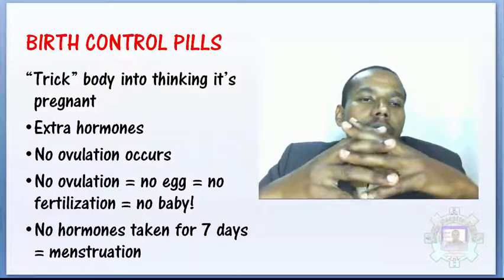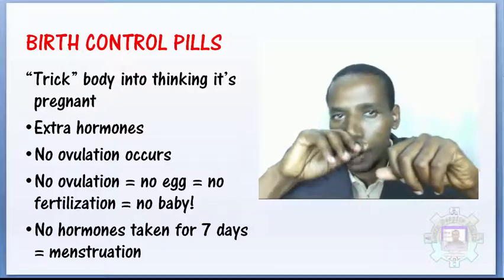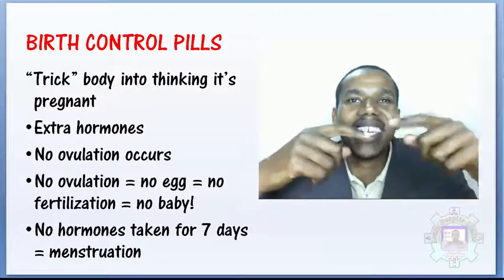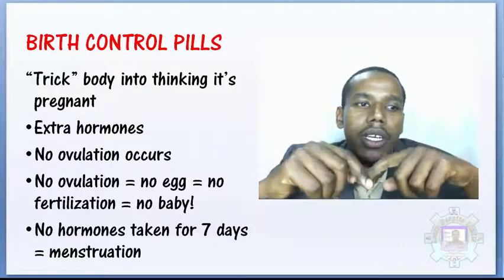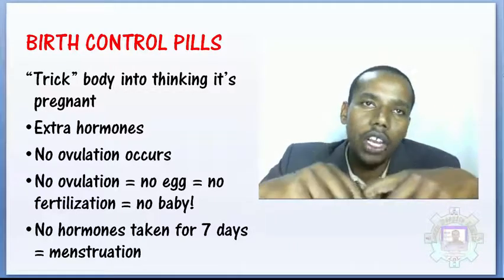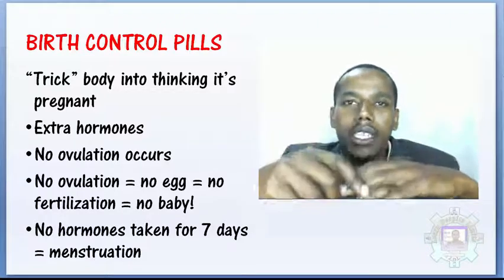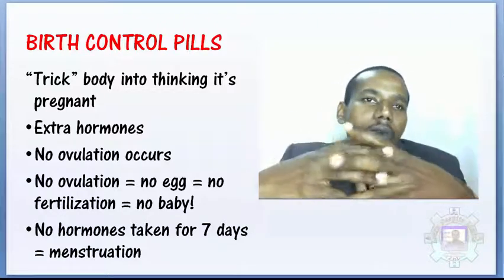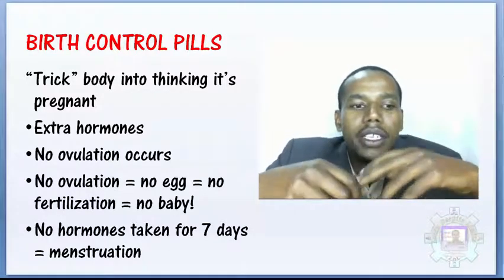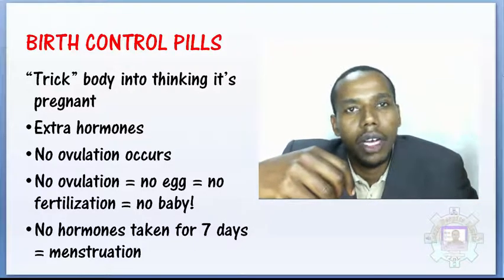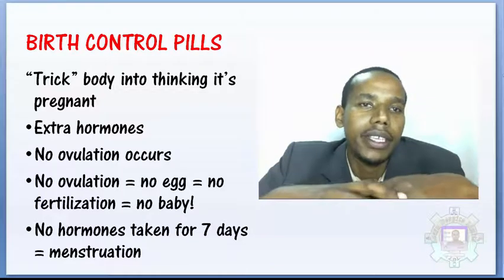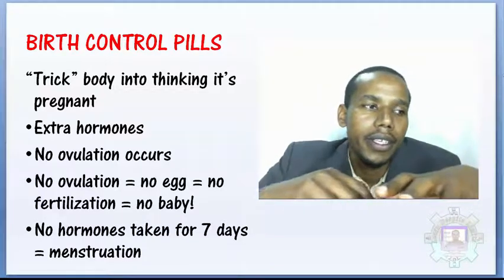Usually, birth control pills, some or most of the birth control pills, they trick the body of a woman to think it's pregnant. There will be extra hormones, there will be no ovulation that occurs. If there's no ovulation, that means there will be no egg which is ready to be fertilized. If there's no egg which is ready to be fertilized, that means there will be no baby. There will be no fertilization, and then there will be no pregnancy. And that's what exactly happens in birth control pills.